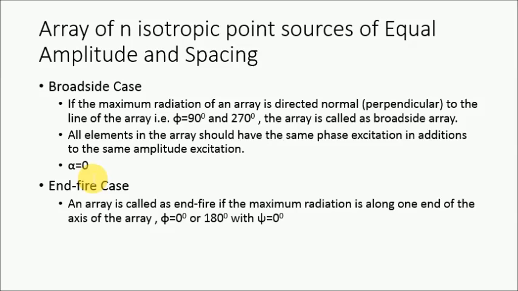Endfire case. An array is called endfire if the maximum radiation is along one end of the axis of the array, that is phi 0 or 180 degree with alpha equal to 0. Now for the endfire array, if you observe the radiation pattern, it is along the line of array.